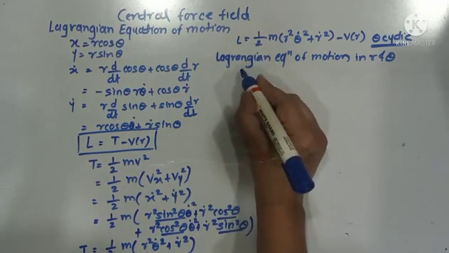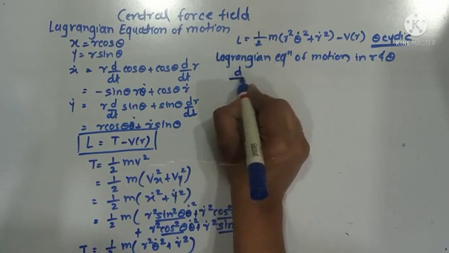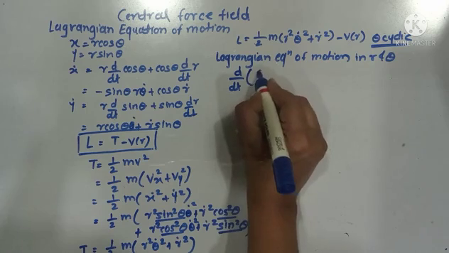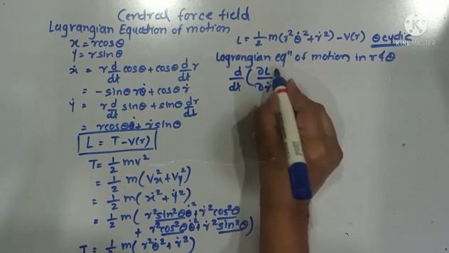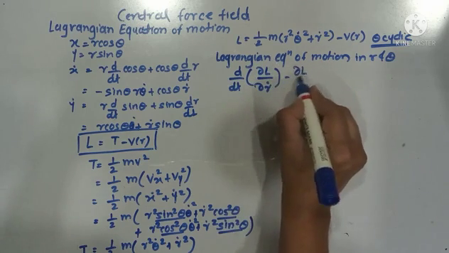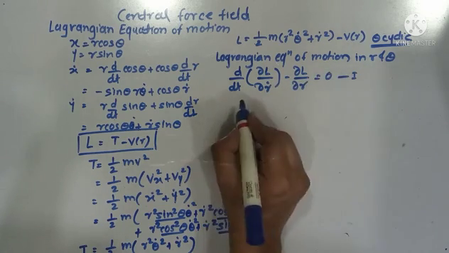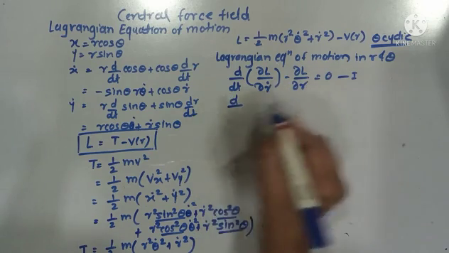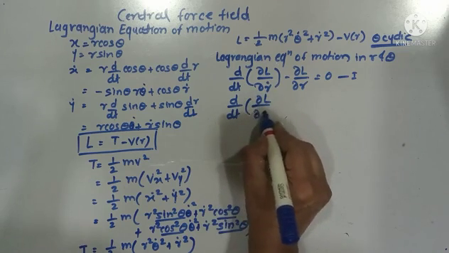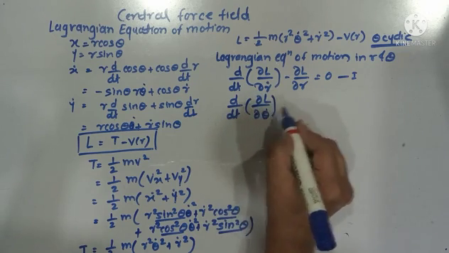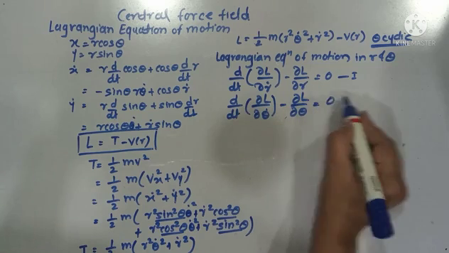So if I try to write the Lagrangian equation for this central force field, I can write d by dt of dou L upon dou r dot minus dou L upon dou r is equal to 0. This will be one equation. In theta, it will be d by dt of dou L upon dou theta dot minus dou L upon dou theta is equal to 0.